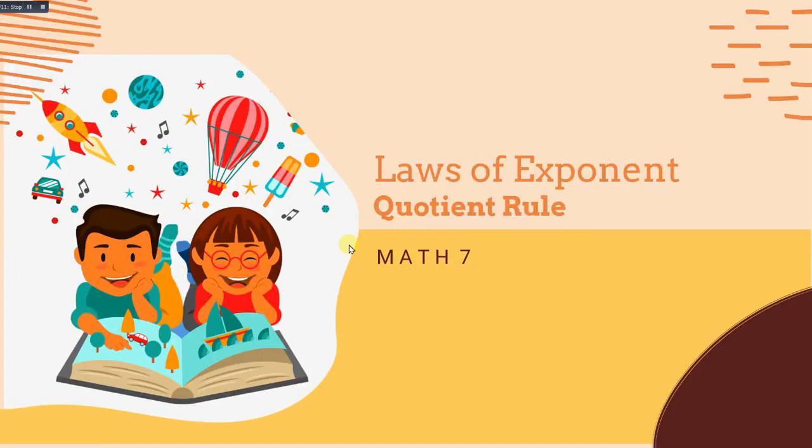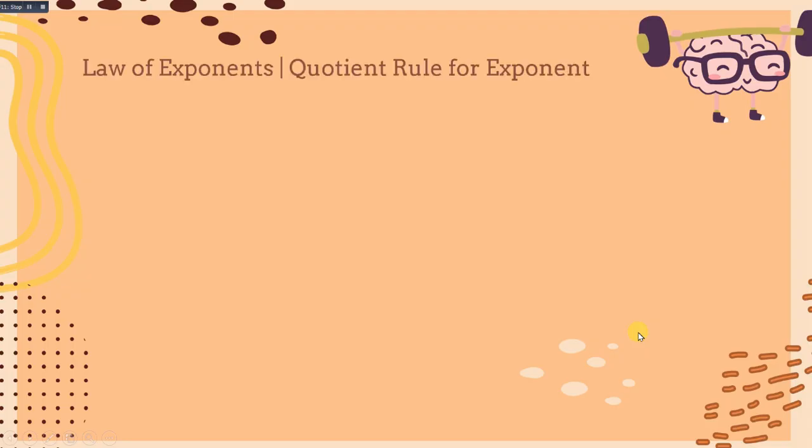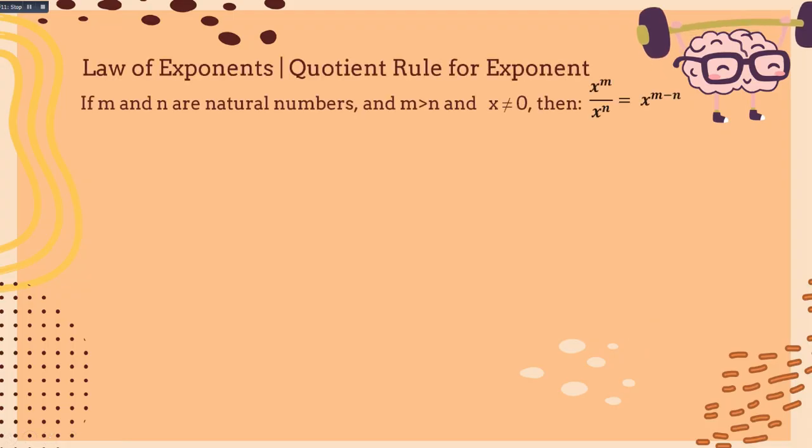Good day, everyone. Our topic will be part of the law of exponents, the quotient rule. For the quotient rule, the law of exponents, if m and n are natural numbers, m is greater than n, and x is not equal to 0, then x to the power of m over x to the power of n is equal to x to the power of m minus n.